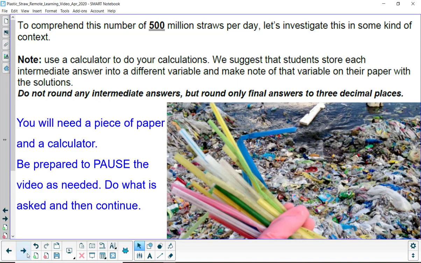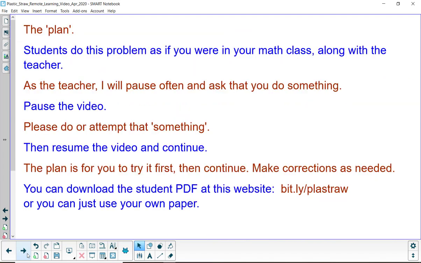You'll need a piece of paper and a calculator. Be prepared to pause the video as needed and do it as asked, then continue. So here's the plan. Students do this problem as if you were in a math class along with your teacher teaching. As the teacher, I'll pause often and ask you to do something. Pause the video. Please do that, or at least attempt that something. Then resume the video and continue. The plan is for you to try it first, then continue and make corrections as needed.